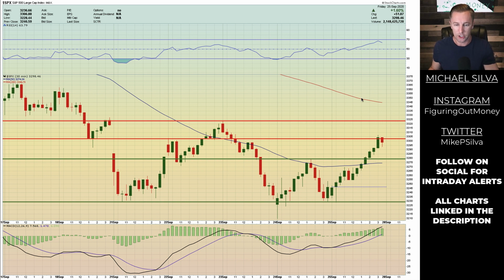So the 200 being up here sloping down lets me know that, hey, there's a lot of work to do still. And I feel more confident if they can overtake that and close above it, 33.50, then I would say this does look more like a falling wedge breakout. So that's a good sign for the bulls.